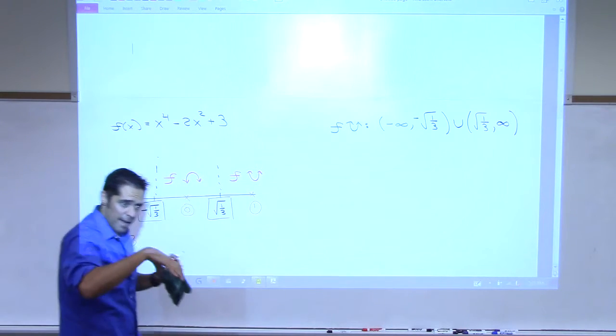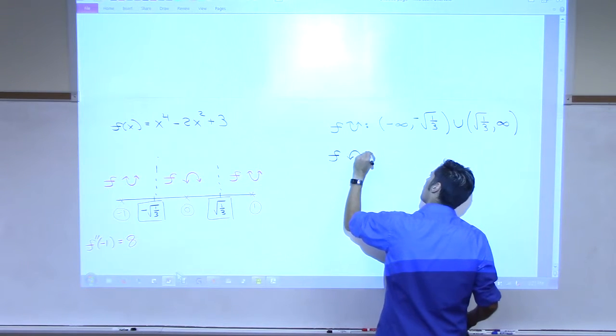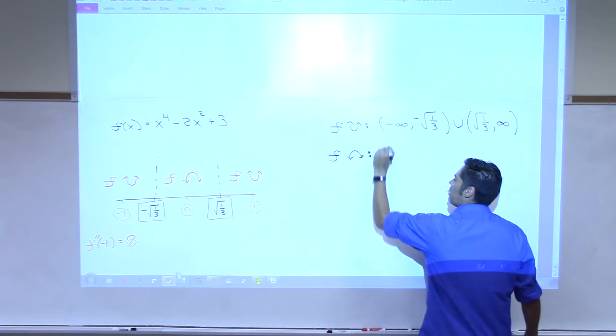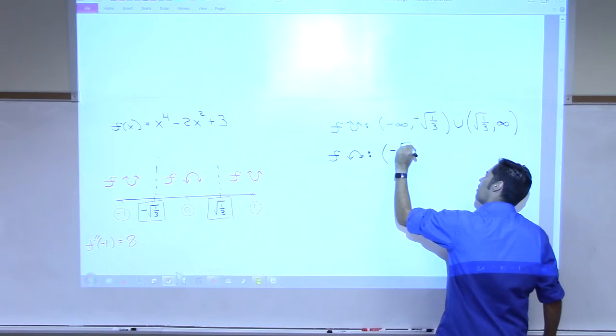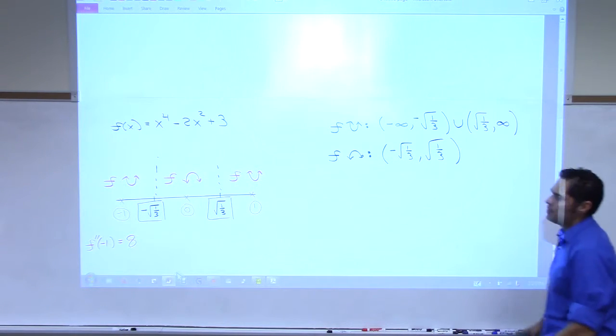And then now for down, it's just negative root 1/3 to positive root 1/3. It's the stuff in the middle.